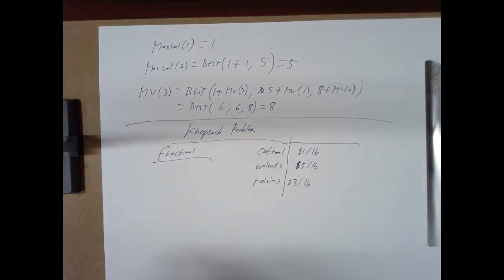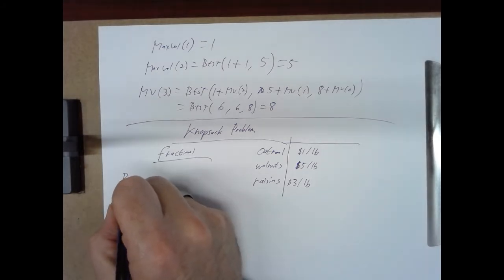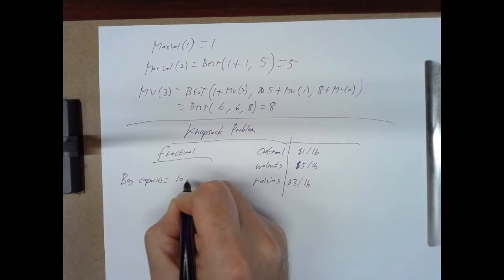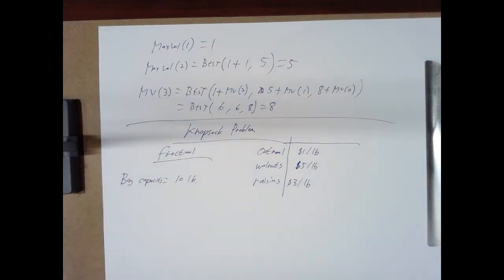And you're given a bag which can hold 10 pounds of stuff. So it's based on weight instead of volume. So you're allowed to get 10 pounds of any things that you want. It's yours for free. What would you fill your bag with to maximize the value of your bag? Fill it with walnuts. 10 pounds of walnuts, that's worth $50.